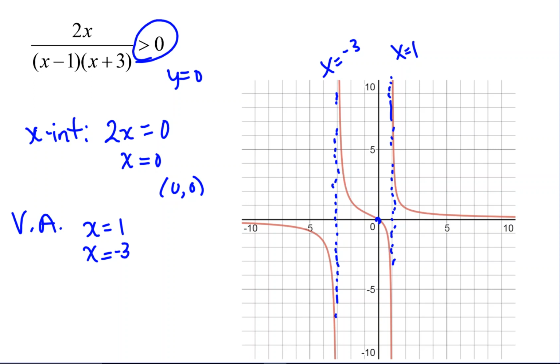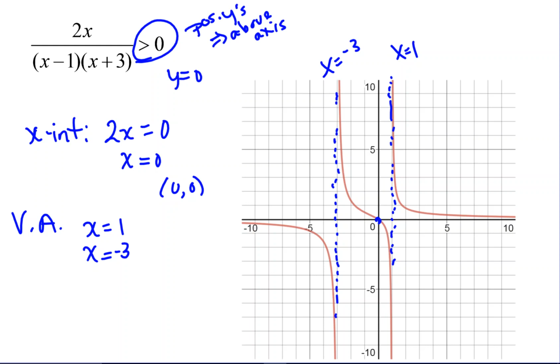Okay, so now to answer this actual question, besides the graph, that's the fun part, but here's the answer to the question. Where are we greater than 0? Well, if I'm greater than 0, I want my y's greater than 0. That means I want positive y's. So if I'm looking for positive y's, then I want to look for where it is above the axis.